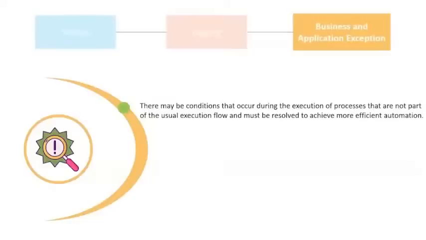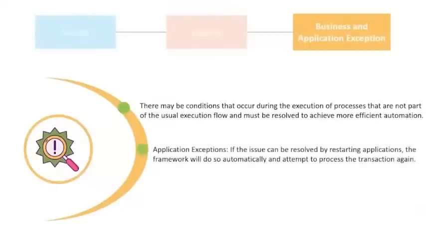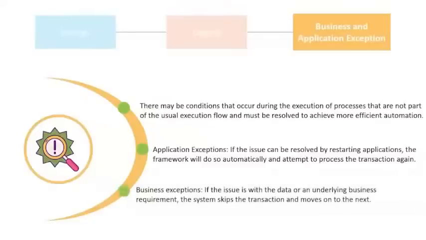Business and application exceptions. There may be conditions that occur during the execution of most processes that are not part of the usual execution flow and must be resolved to achieve more efficient automation. If the issue can be resolved by restarting the application, the framework will do so automatically and attempt to process the transaction again. Such exceptions are known as application exceptions. If the issue is with the data or an underlying business requirement, the system skips the transaction and moves to the next. Such exceptions are known as business exceptions.